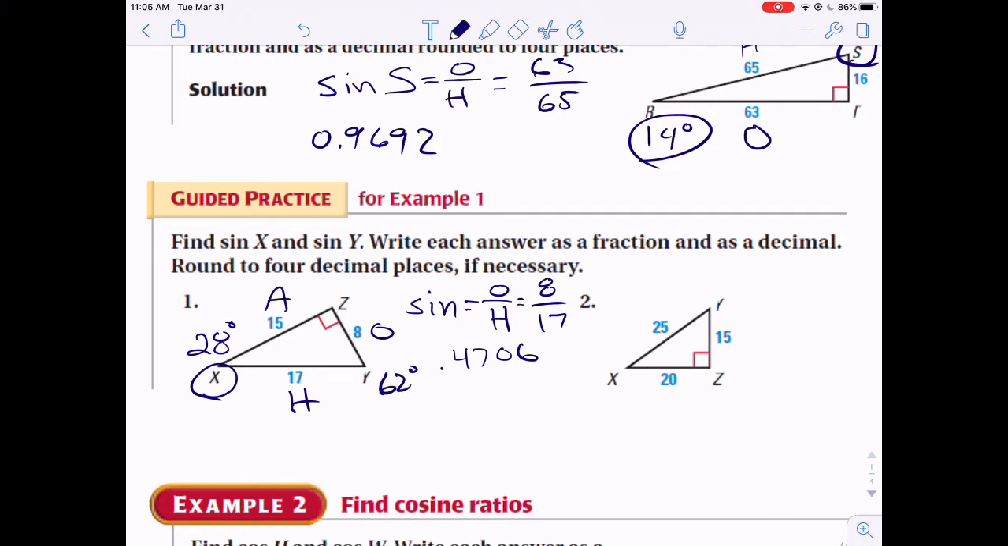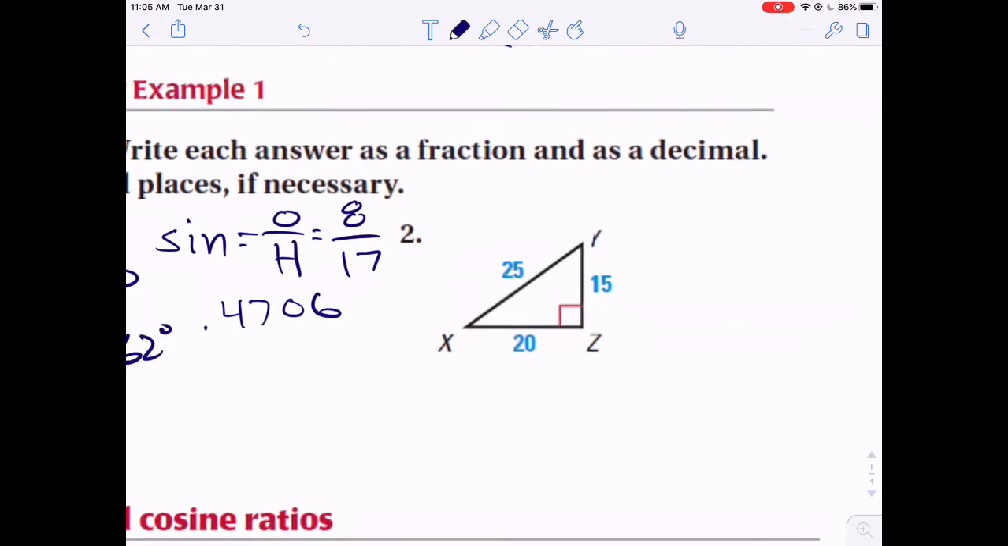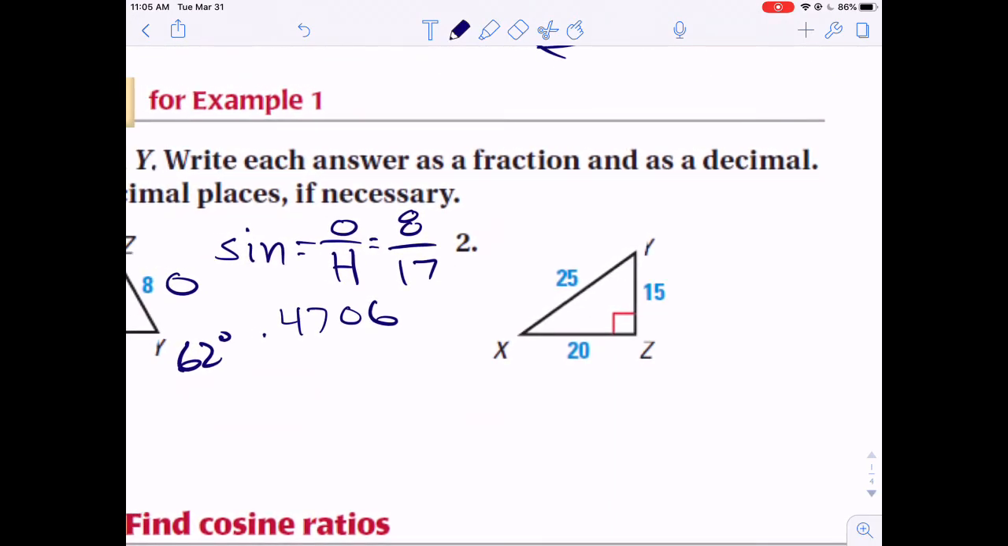Okay. Let's try one more example. Another triangle. We'll try y this time, just mix it up. So here's my y, and then label the O, A, and H. H, A, O. Again, sine is O over H. So O is 20, H is 25. So it's 20 over 25.